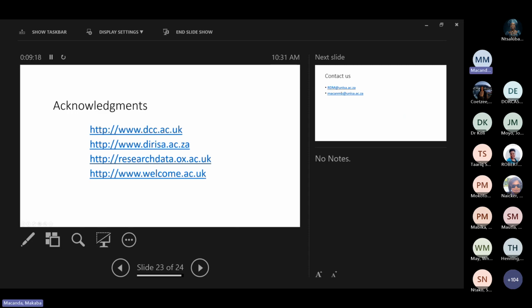These are my acknowledgements to these people, because the data management plan that is currently used is based on the DCC. These are the colleagues that we are working hand in hand with in terms of the South African data management plan. These are the people that were contracted by NRF to develop a data management plan for South Africa. Also, some colleagues from the UK that we are basing our DMP on.